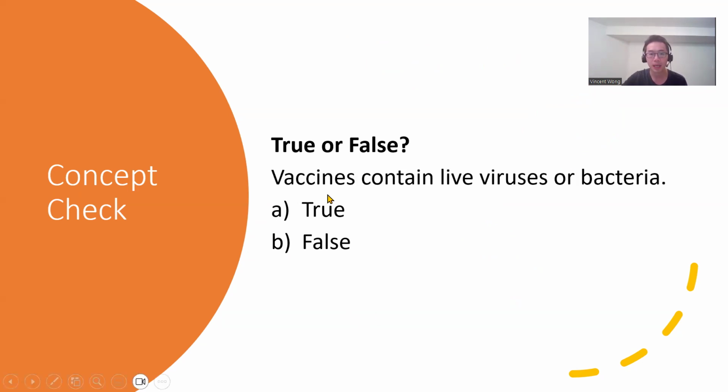All right, moving on. Vaccine contains live viruses or bacteria. I told you that's possible, but not every vaccine has live viruses, okay? And even if they're alive, they are attenuated, they are weakened, right?